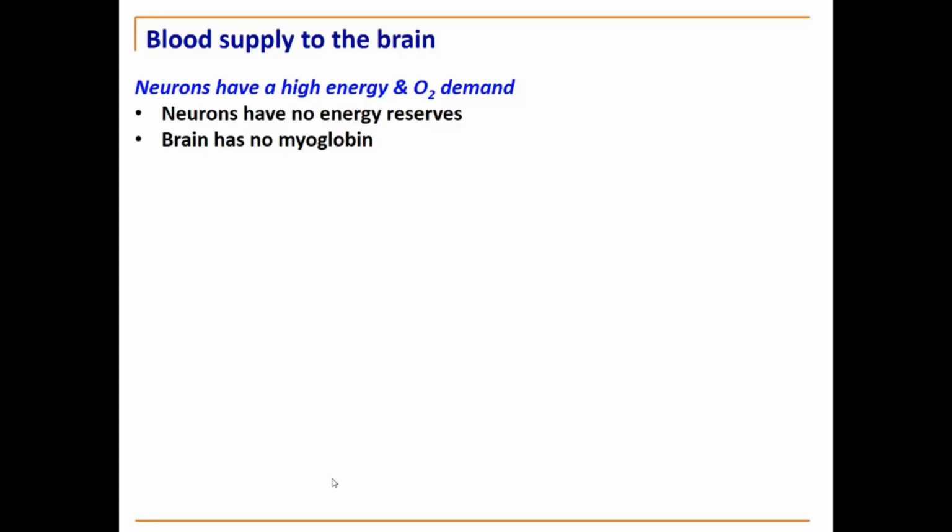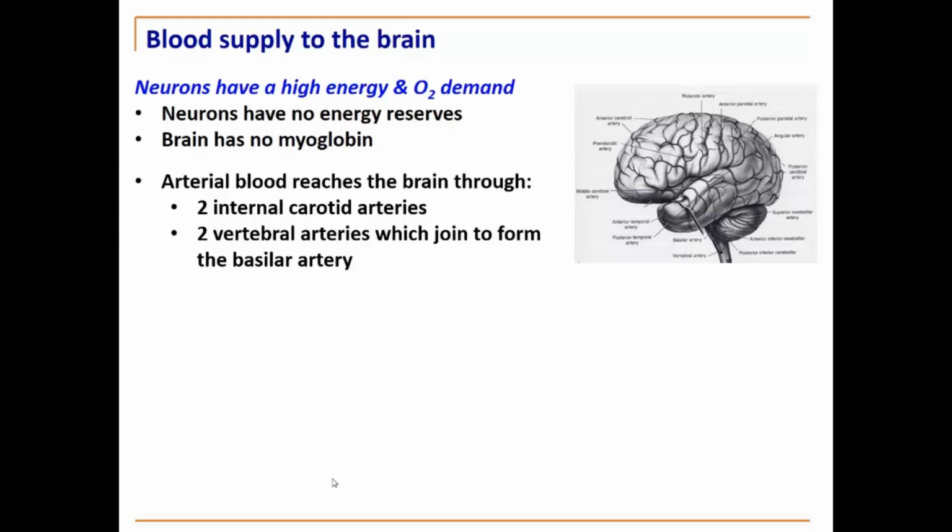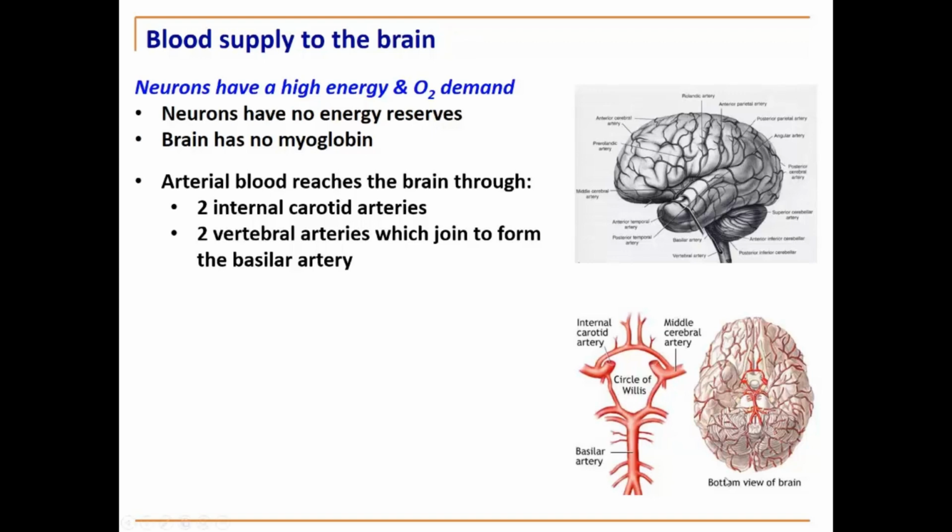The arterial blood reaches the brain through 2 internal carotid arteries and 2 vertebral arteries, which go on to join and form the basilar artery. And you can see this in this little image here. You can see the internal carotid artery, the middle cerebral artery, and the circle of Willis. So this is obviously the bottom view of the brain. And there's your basilar artery.